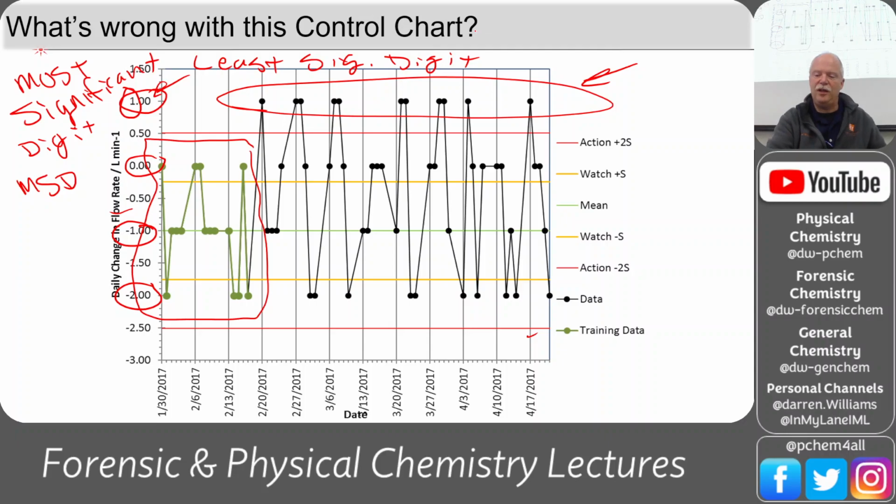So in a really good process that's in tight control, the most significant digit doesn't change. You've got a couple of digits, and then the least significant digit is the one that's going up and down, or maybe the last 2 are going up and down. So you have a couple of certain digits and a bunch of uncertain digits that change a lot, okay?